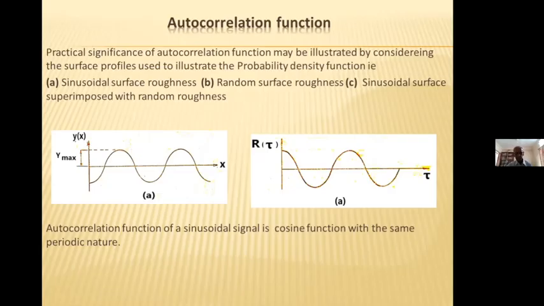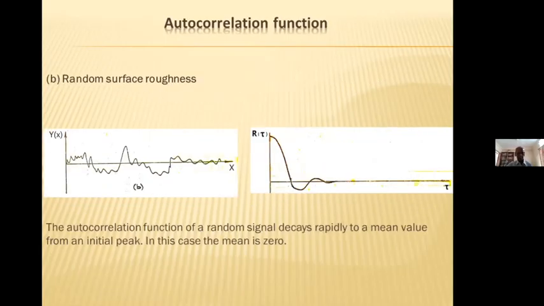Let's go to the next one, which is a random surface roughness. Now the random surface roughness again can be shown to start with a high peak and then slowly coming down and settle down to a mean value. So it decays to a mean value very quickly from a very high peak. So this is the nature of the autocorrelation function.